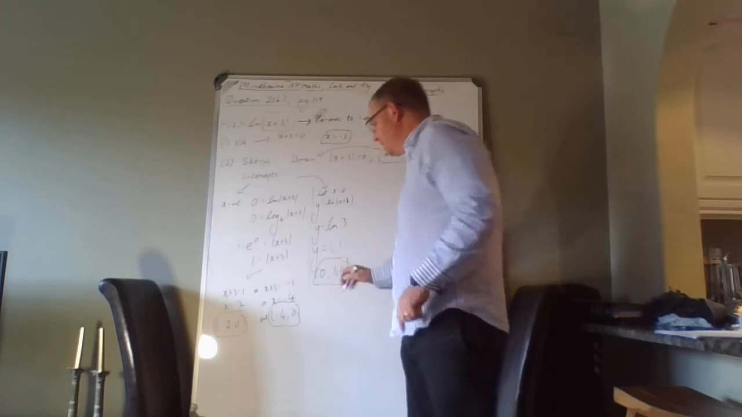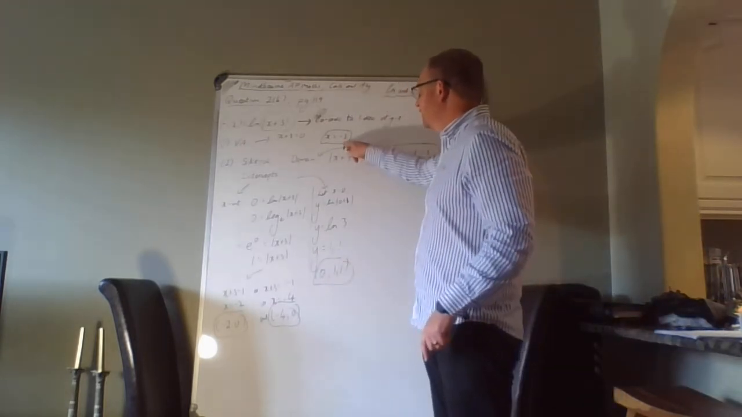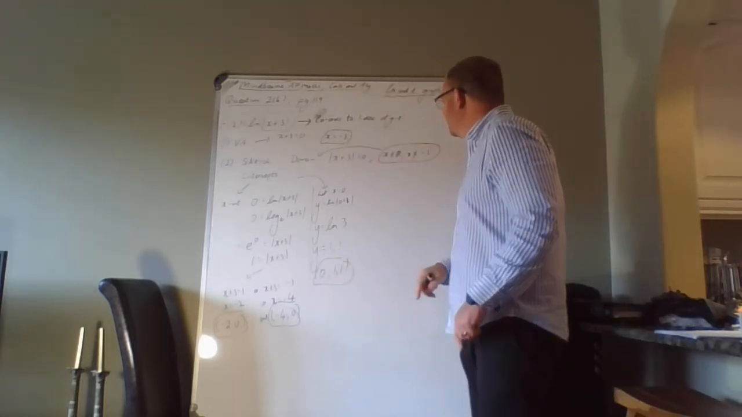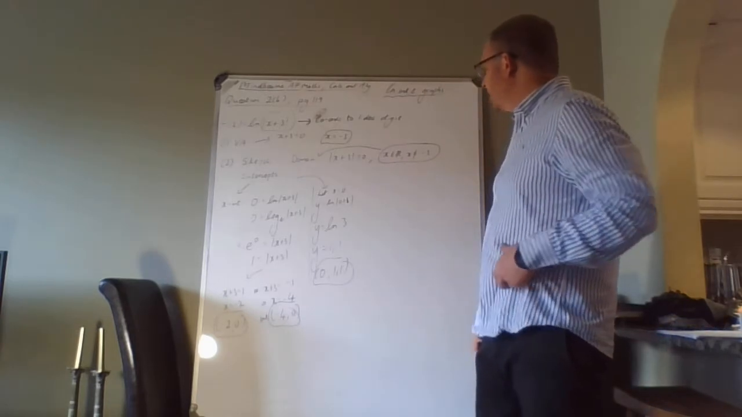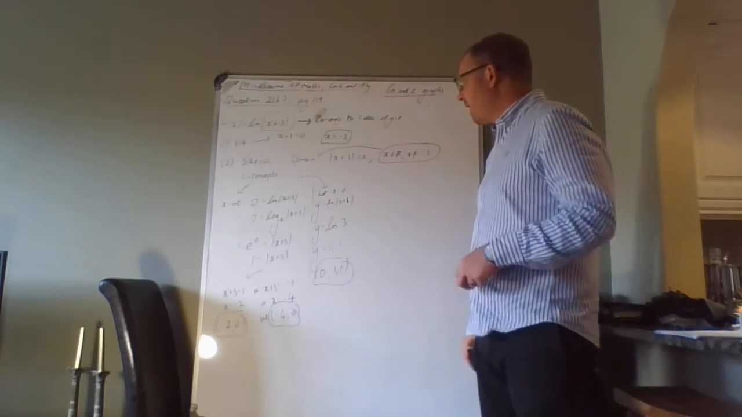Right, so now you're going to use your intercepts, your vertical asymptote, and your domain, and go sketch that graph. Okay.